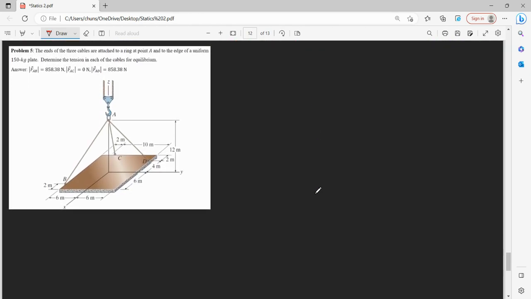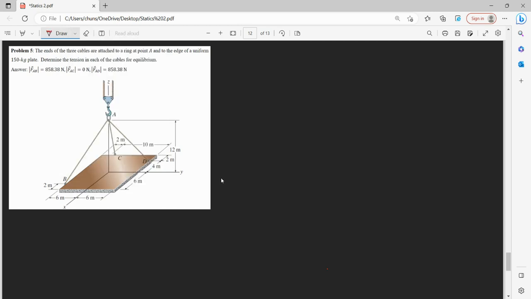Okay, question 5. So this is a 3-dimensional problem. In this last question, we have a slab that is being suspended by 3 cables, which are attached to the ring at the top, and we want to know the tension of each cable. So we're going to need 3 equations for our particle equilibrium, one in the x direction, one in the y, and one in the z direction. We have 3 unknowns, so that means we can solve for this.